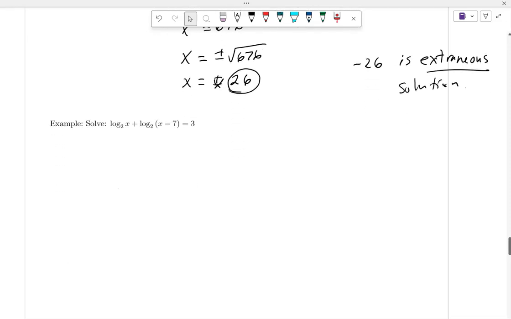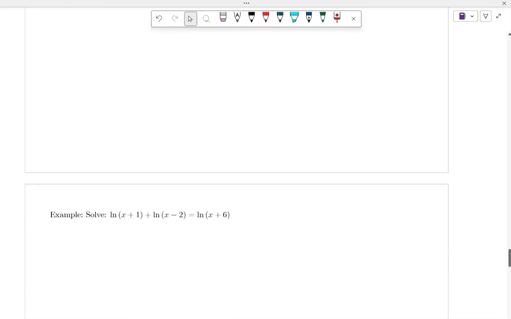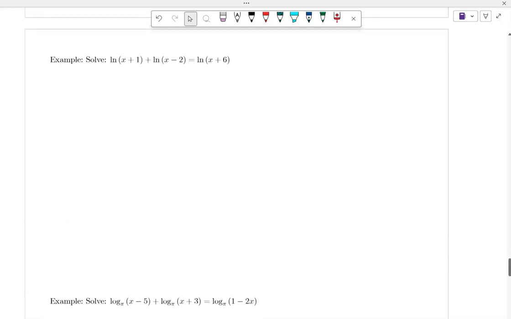Right. I'm going to leave the next one for practice for you. It's very, very similar. Let's look at these last couple here. A little bit different, but in some respects, a little bit easier. Okay. So let's look at this first one. Again, notice on the left-hand side, we have multiple logs. What's your first step?